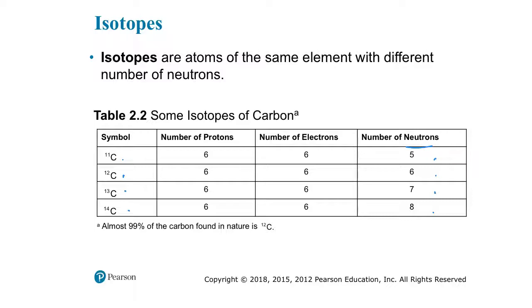It turns out naturally the abundance of these is 0% for carbon 11. So really there's no carbon 11 in a natural sample. About 99% is carbon 12, about 1% is carbon 13, and less than 10 to the minus 10% is carbon 14. Now that tiny percent that is carbon 14 is actually useful.